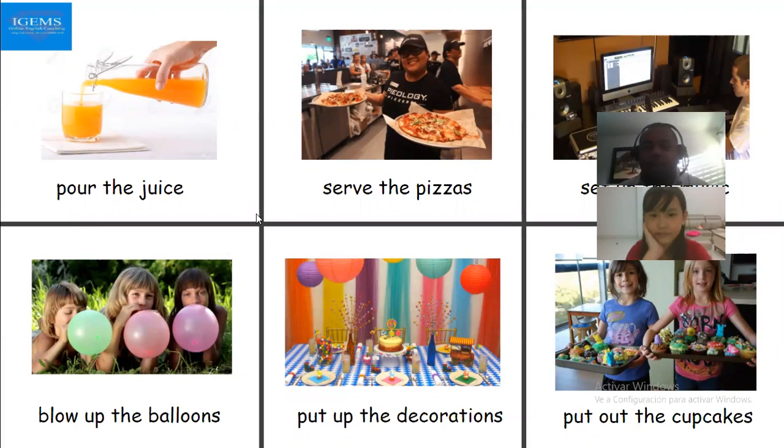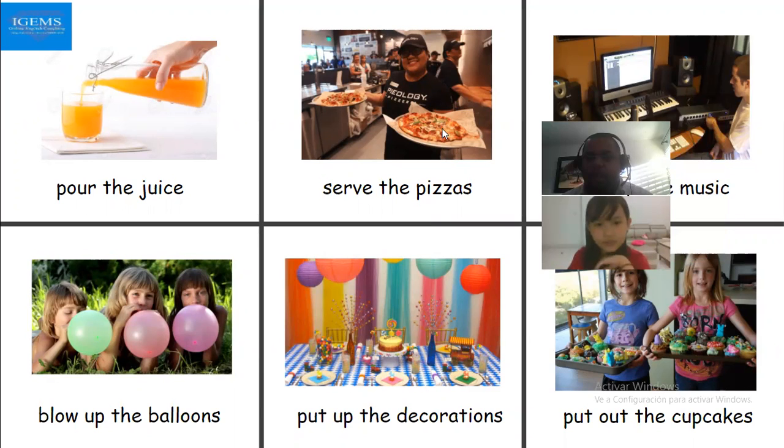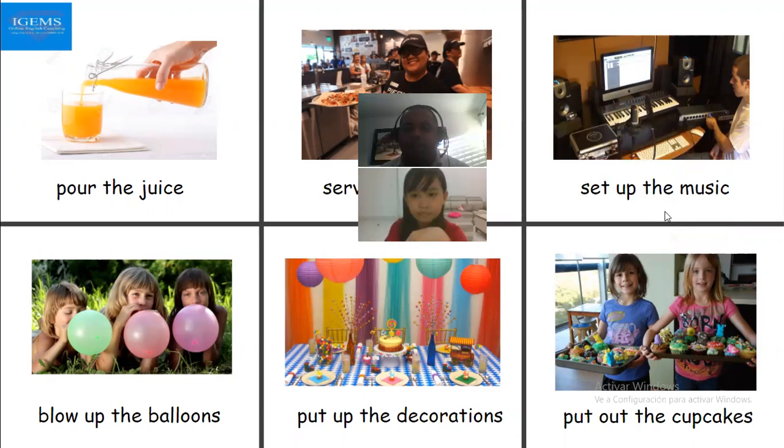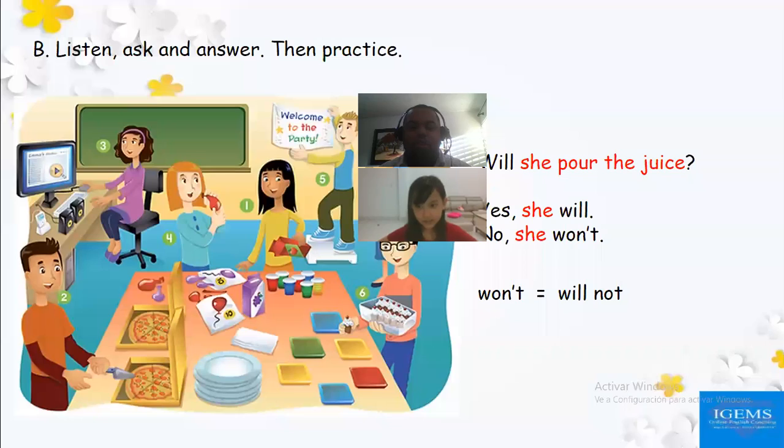So we covered this vocabulary. Do you remember? How do you say that in English? Pour the juice. So something else? Serve the pizzas. And in regards of the music? Set up the music. And what about the balloons? Blow up the balloons. Okay. Put up the decorations. And put out? Put out the cupcakes. That's right. Well done.